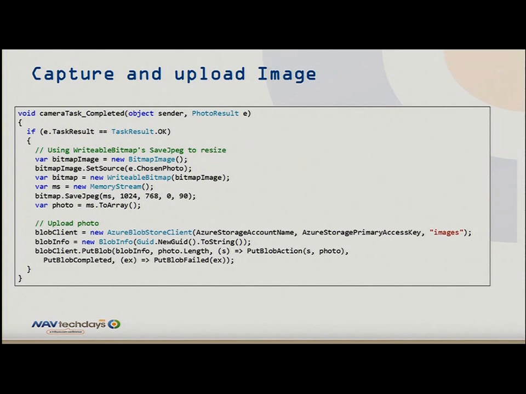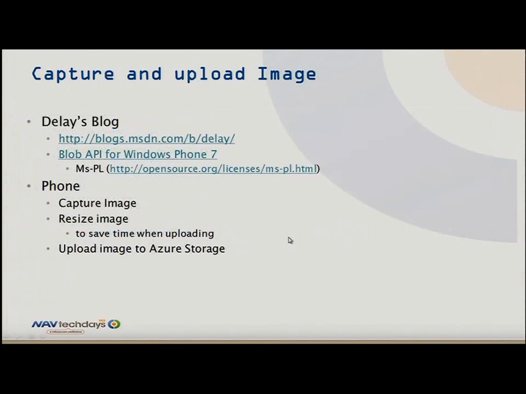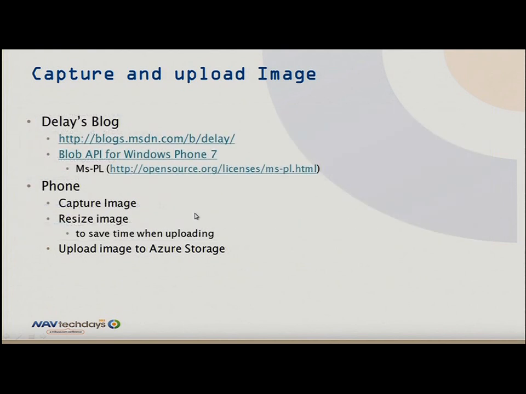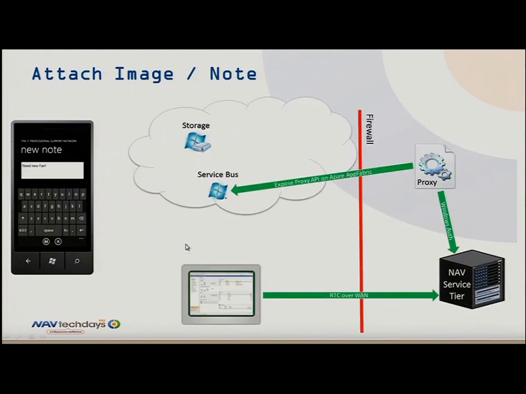What I do here is I resize the image so that it's not as big, so it's easier to upload to Azure Storage. And then I use this blob client to actually upload it into Azure Storage using my account name and access key that I got from my Azure account. And there's a couple of events here to handle that. After that, I have a URL to an image stored in Azure Storage.